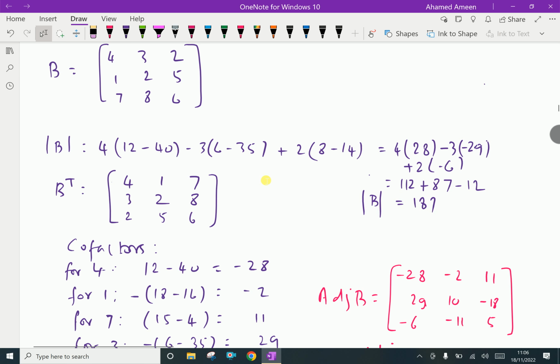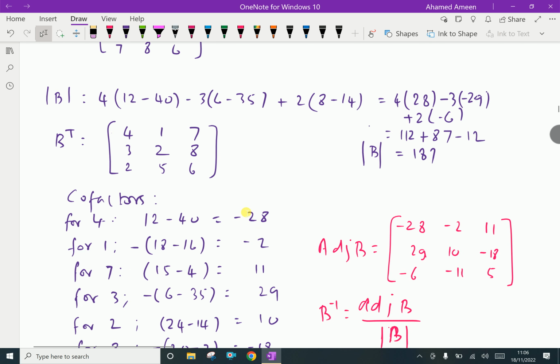Now we have to find B transpose. B transpose means the transpose of B. That means rows become columns and columns become rows. Look at 4, 3, 2, here 4, 3, 2. 1, 2, 5 is a column. 7, 8, 6 is a column. The third row becomes the third column.